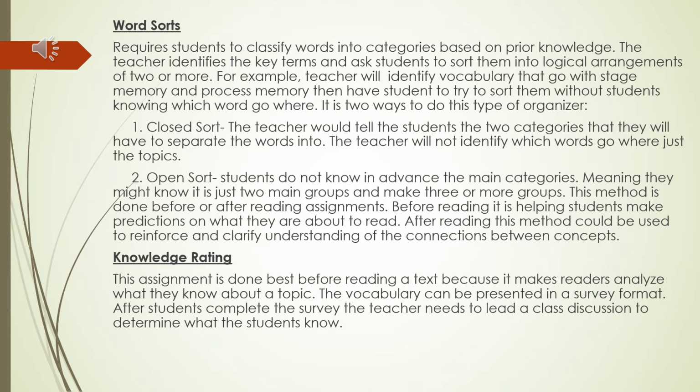A closed sort. The teacher would tell the students the 2 categories that they would have to separate the words into. The teacher would not identify the words that go in each group, but just give them the main topic. Then you have the open sort. Students do not know in advance the main categories, meaning they might not know it's just 2 main groups and make 3 or more groups. This method is done before or after reading assignments. Before reading, it helps students make predictions on what they are about to read. After reading, this method could be used to reinforce and clarify understanding of connections between concepts.